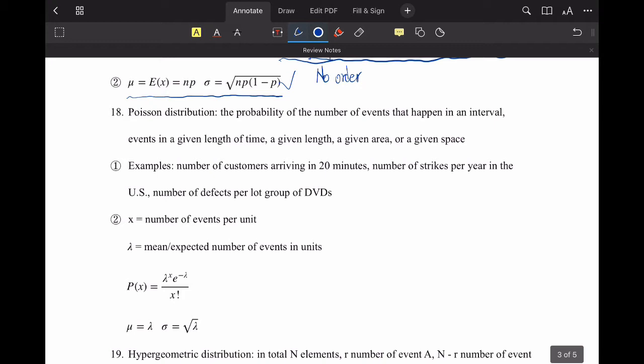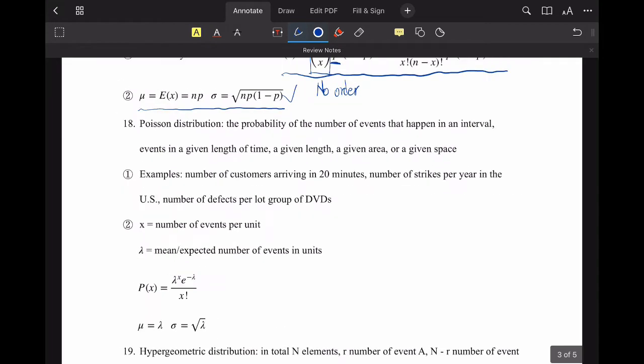To be honest with you, I don't know why Poisson distribution is calculated this way. I don't know why the formula is like this. But just remember, this type of distribution is called Poisson, and how to utilize it. That's enough. That's all we need to know. So let's take a look. What is Poisson distribution?